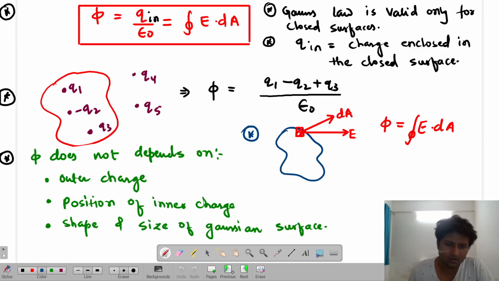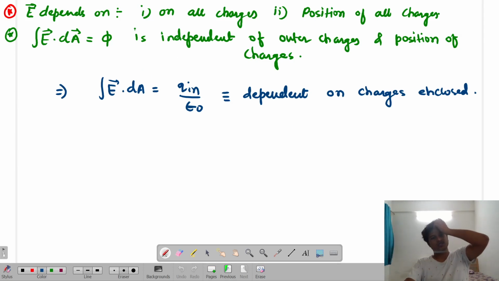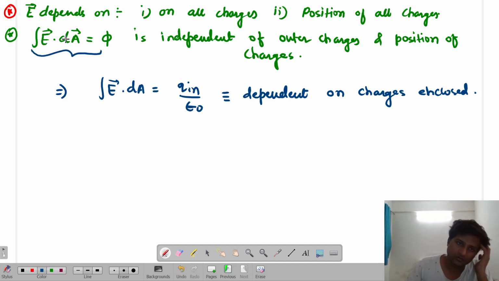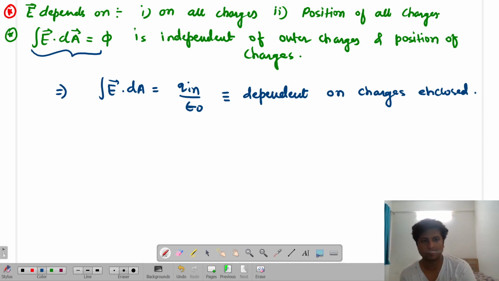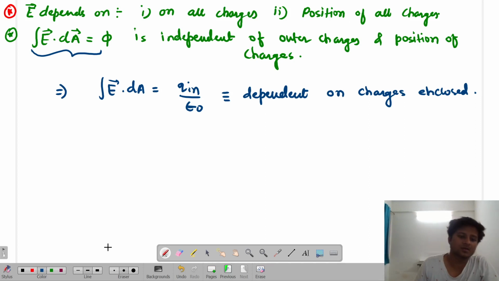Yeah, dependent on enclosed charges, independent of outer charges, independent of shape and size of the charges, although the electric field depends on inside charges. Got it or not? But this is what is very good thing about flux. This is the best thing about flux, that it makes the whole quantity independent of position of charges. Got it? Yeah, electric field is different. Now, one more property let us discuss.